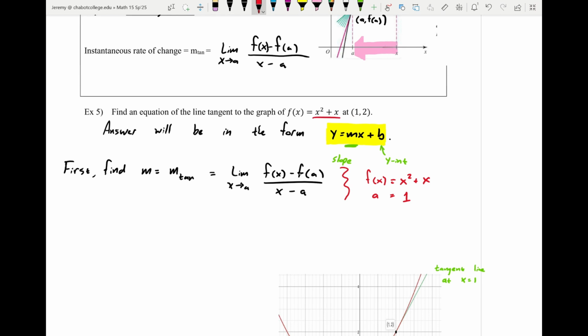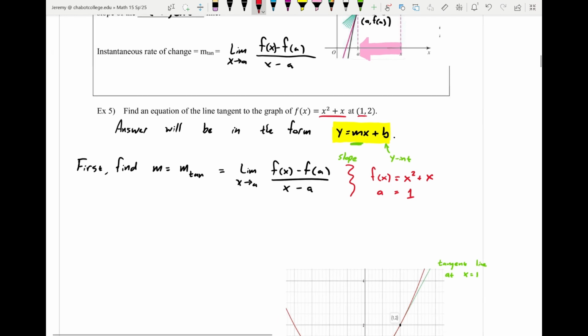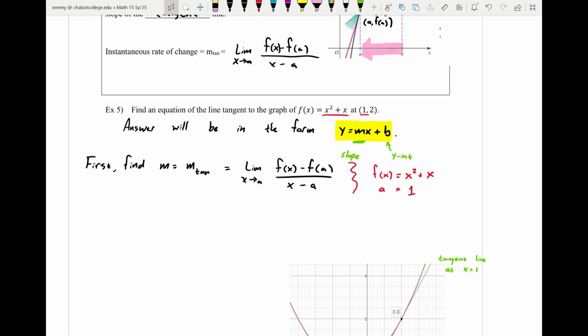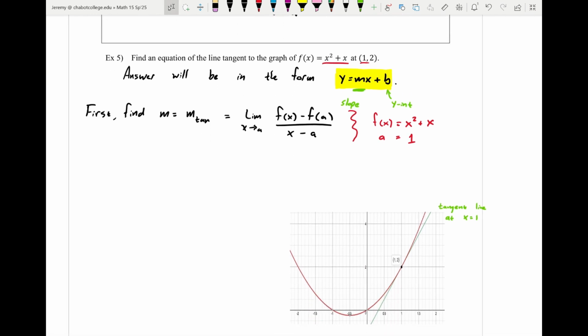Okay, so that's the first part of this problem, just recognizing what we're trying to find, starting to find the slope of the tangent line, knowing we're going to have to use this formula here, and just establishing what is the function and what is the x value that we're looking at. Okay, so with that, we can now substitute in here.